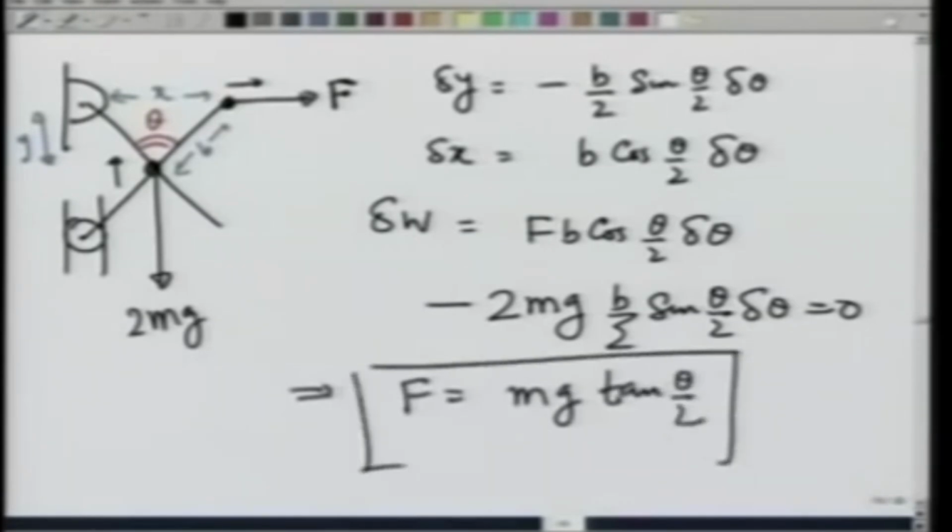Notice I did not have to go through calculating the normal forces and things like those, which we avoided and bypassed because the virtual work done by those normal forces or constraint forces is 0.